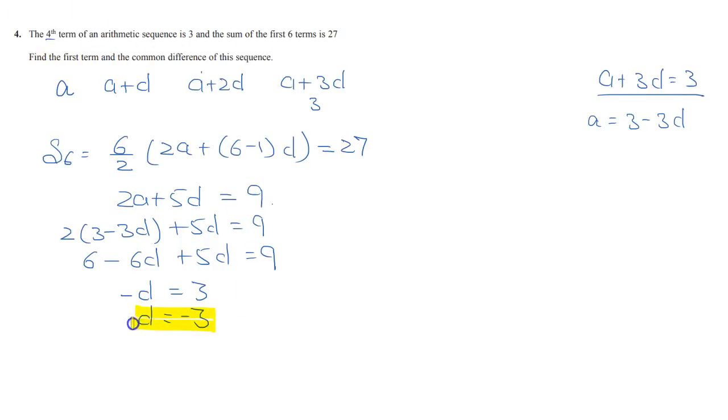So the common difference is minus 3. Let's put this value of D here. So A is equal to, let's write it here, A is equal to 3 minus 3 times minus 3. That is 3 plus 9. So A is equal to 12. The value of A is 12.